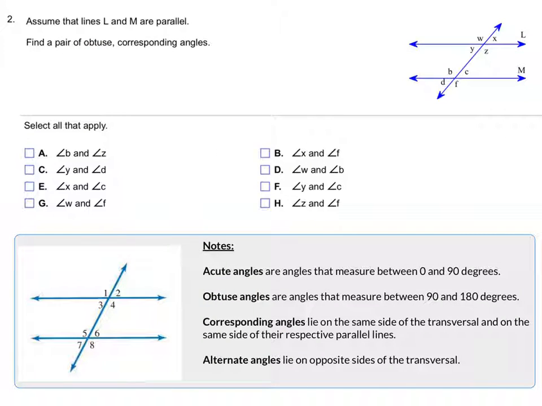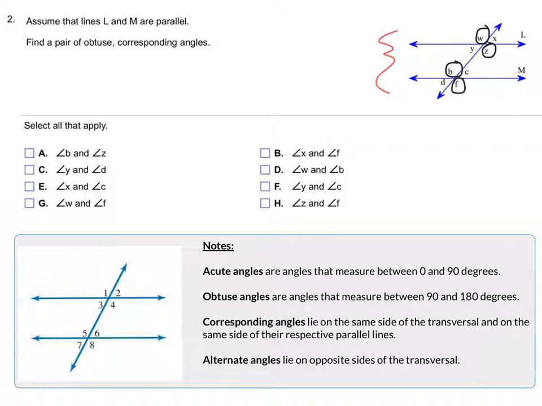Assume that lines L and M are parallel. Find a pair of obtuse corresponding angles. Here we're going to look at the diagram once again, and I'm going to find obtuse corresponding angles. From the last question, I know that obtuse angles are angles that are greater than 90 degrees. They're between 90 and 180 degrees. First, I'm going to identify all of the obtuse angles in the diagram. I have W, Z, B, and F. These are all obtuse angles.